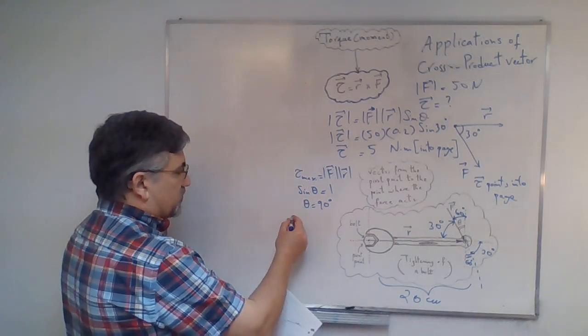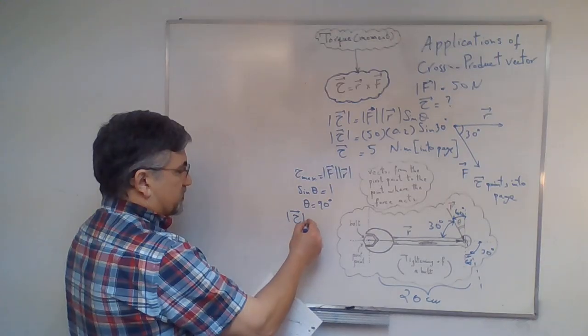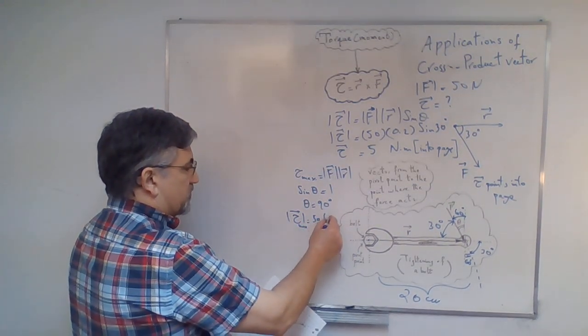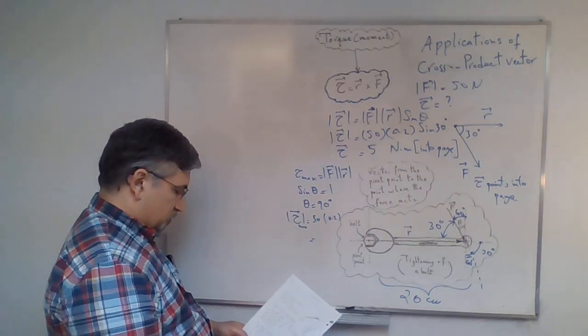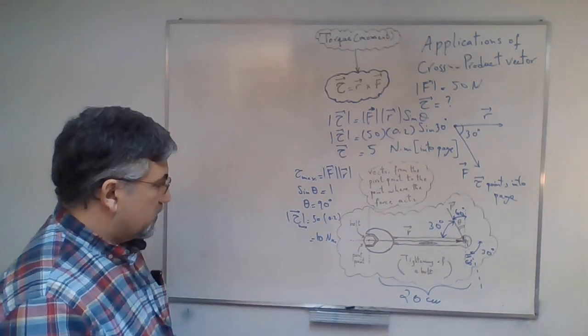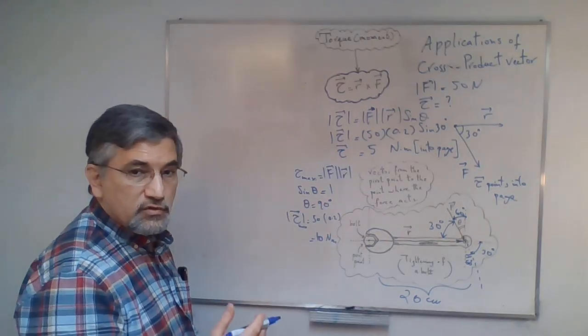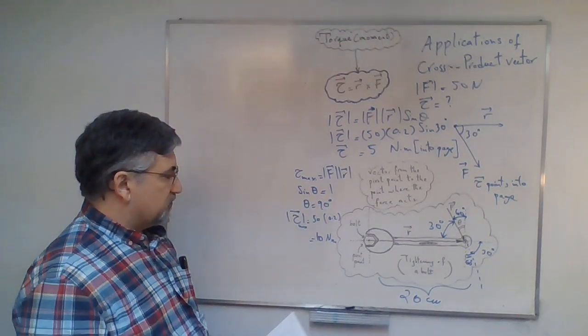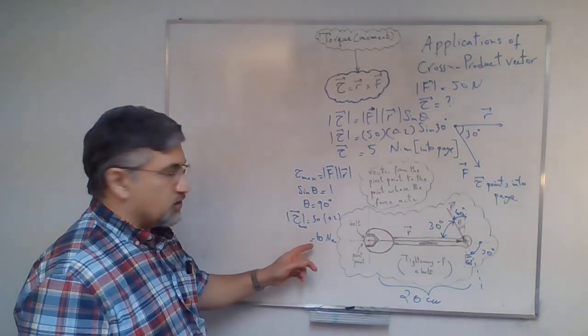And in this case, we can calculate the maximum value. It would be 50 times 0.2, which would be, of course, 10 Newton meters. So the two vectors must make an angle of 90 degrees, and the maximum torque is 10 Newton meters.